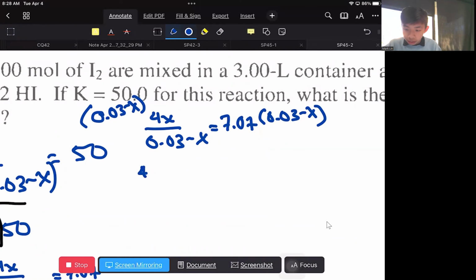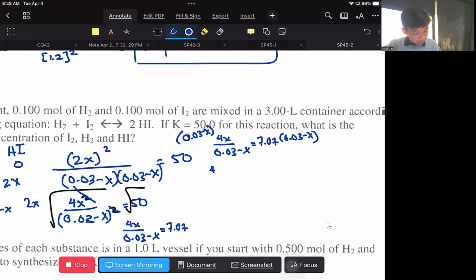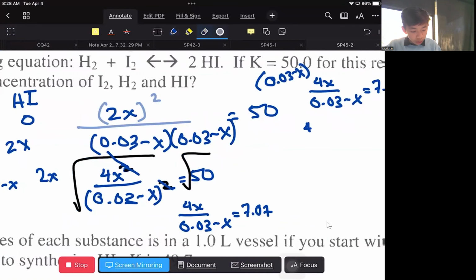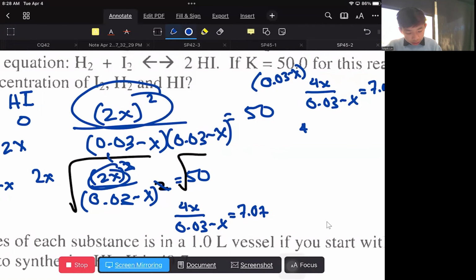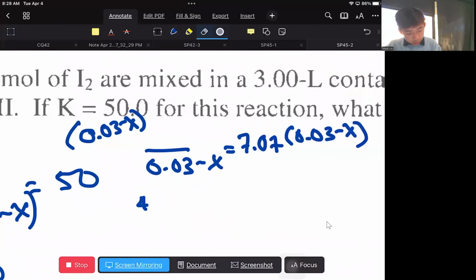Oh no, sorry, there's something wrong here. This 2X squared right here. I forgot, I shouldn't have squared both of it. It should just be 2X squared. All right, and the squares cancel out. So this will just be 2X.